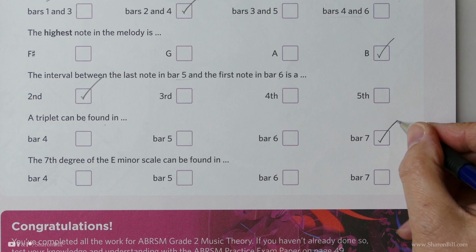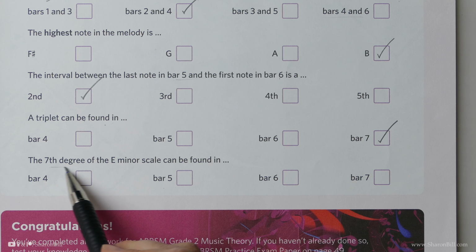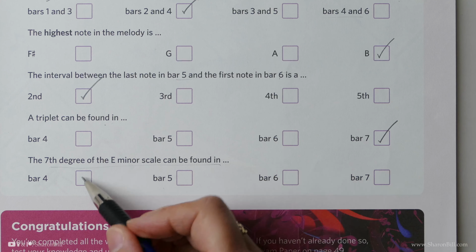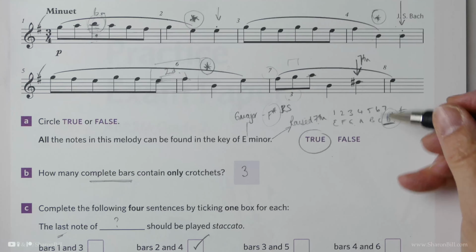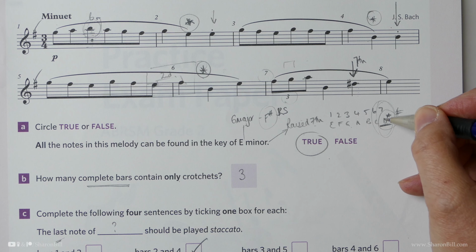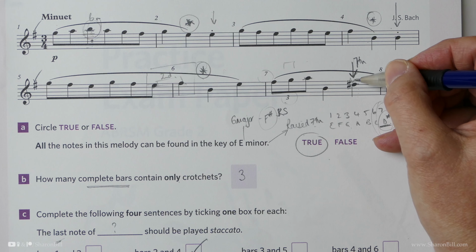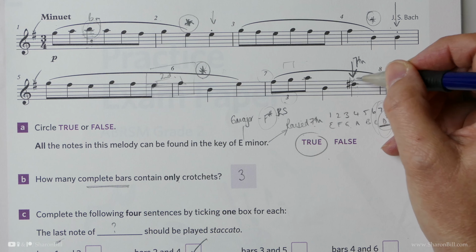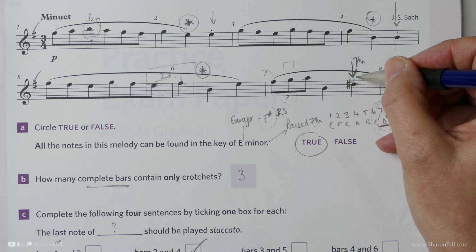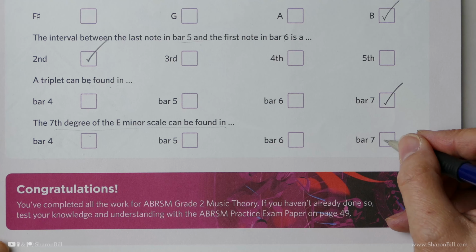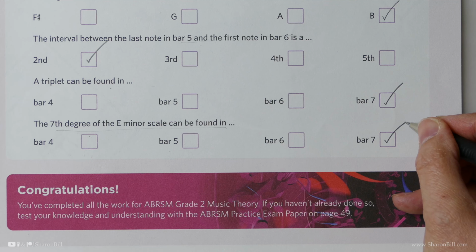There we go. Now then, the 7th degree of the scale can be found in which bar? And so we've already worked out that the 7th degree of the scale is D sharp. So where do we find a D sharp? And we can see that we find it here in bar 7. So we've kind of already done the thinking for that because we know the 7th degree of the scale is raised in a minor key. And so we already know that that's bar 7.